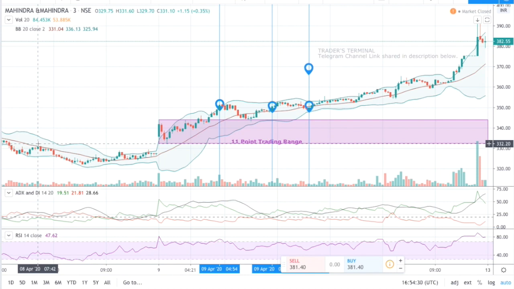Based on your vote counts, we've decided to share one of our intraday trading strategies. This strategy is being personally used by us, and we've customized and used technical tools available at our disposal to make the best use of this strategy. So let's get started with the same.